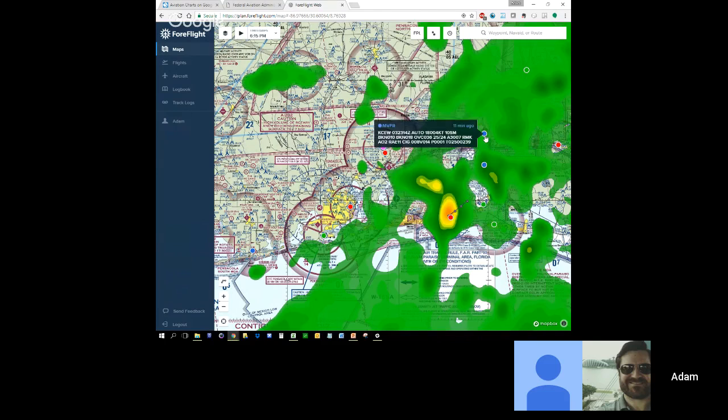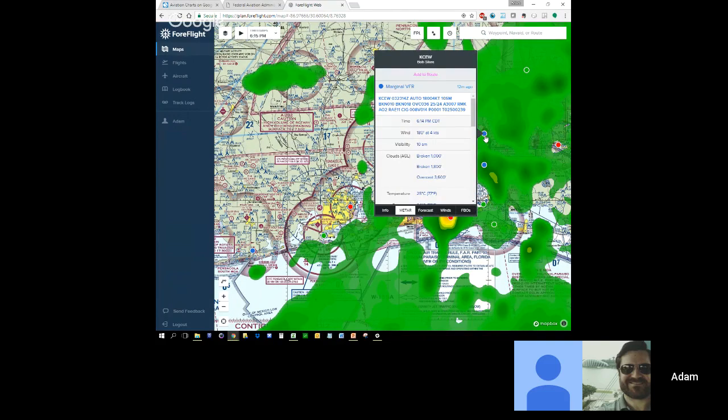And then the blue, at least in ForeFlight anyway, is what they call marginal VFR. It's just marginally VFR. Any minute it could go IFR type weather. So you can see 1,000 feet. It's right at the minimum for VFR.